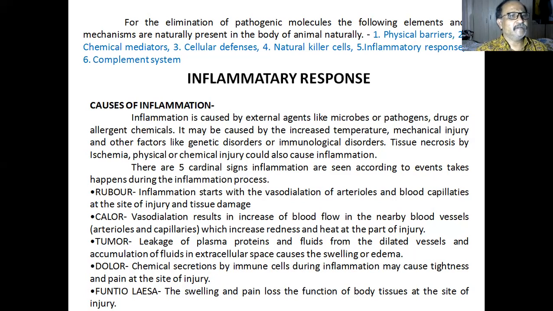Hello students. During the last period, we have seen the elements and mechanisms of innate immunity. There are two main types of immunity present in vertebrates: one is innate immunity and the second is acquired immunity. Innate immunity is that immunity which is naturally present in the body of an animal after its birth.